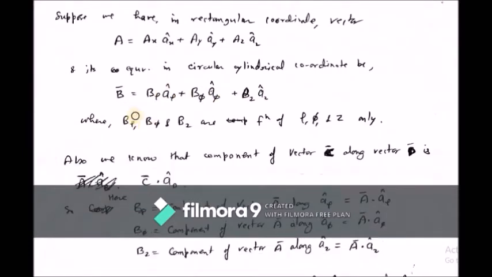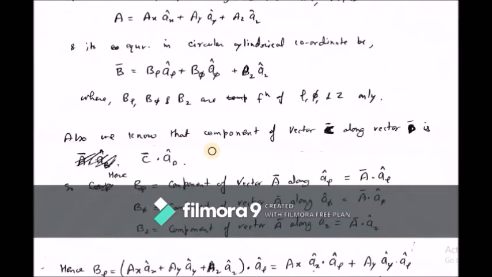Okay, so I have to calculate b rho, b phi, bz, and these must be in terms of only rho, phi, z, because it is in the circular coordinate system, and in the circular coordinate system we denote any point or vector in terms of rho, phi, z only. Okay, so how do we do that?